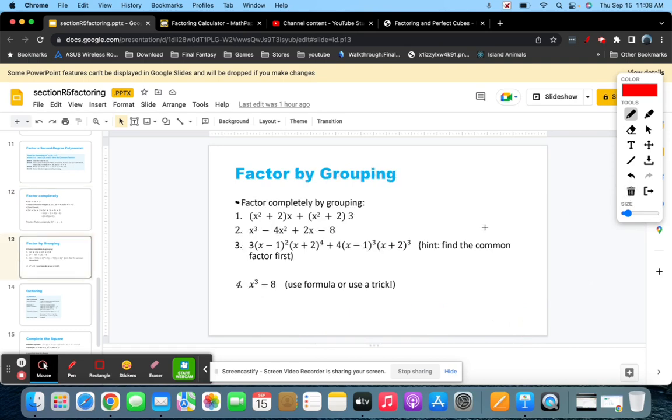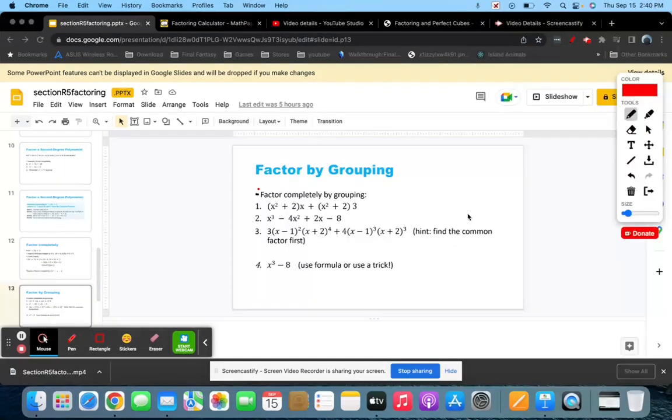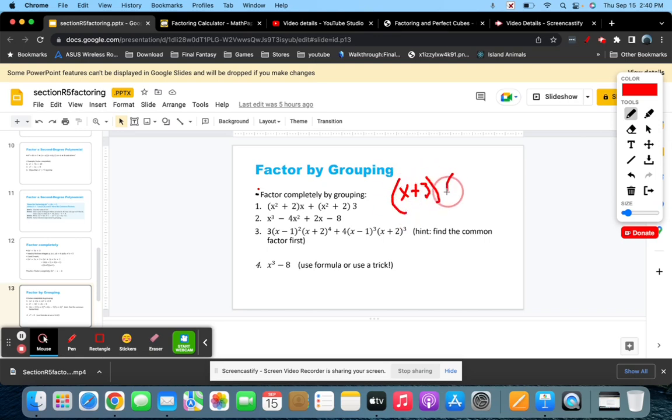All right, so next, factor by grouping. Some of these are already grouped. Like this one has already been factored out in x. This one, the 3 has already been factored out. So if we put it together, it's going to be x plus 3 and 1, and they're both being multiplied times x squared plus 2. That's sort of like the reverse distributive property. You're just factoring them out.